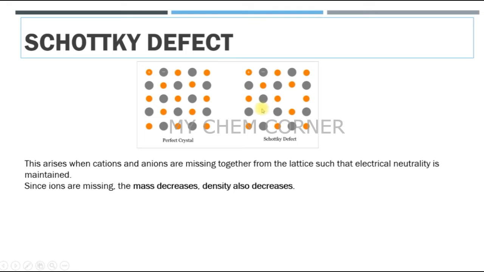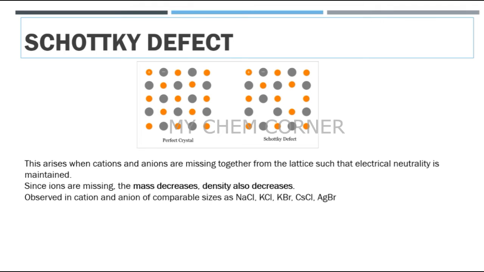Now when this happens, because the cation and anion are both missing from the lattice points, the mass is going to reduce. And when the mass reduces, the density should also reduce. Now in which type of ionic solids is this observed? When the cation and anion are of comparable sizes, the Schottky defect is observed. I've given you a few examples. You can choose any one of them when you're writing an example. You have sodium chloride, potassium bromide, cesium chloride, and silver bromide. These defects are observed in these ionic solids.